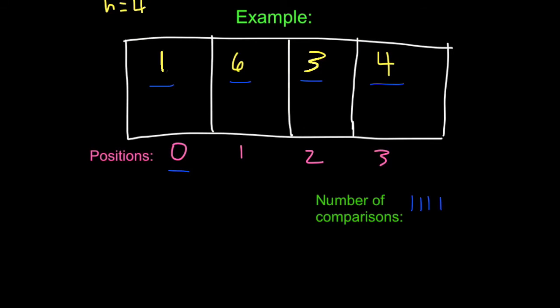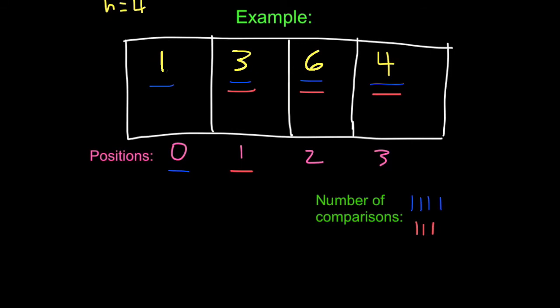Now we find the minimum value from position 1 onwards, and to do this we're going to look at 3 positions, the value at position 1, the value at position 2, and the value at position 3. We're going to discover that the minimum value of these three values is at position 2 and swap it with the value at position 1. So here we made 3 comparisons.